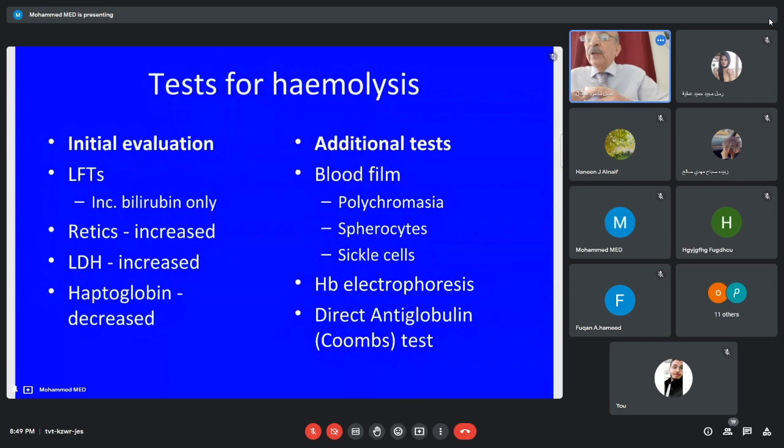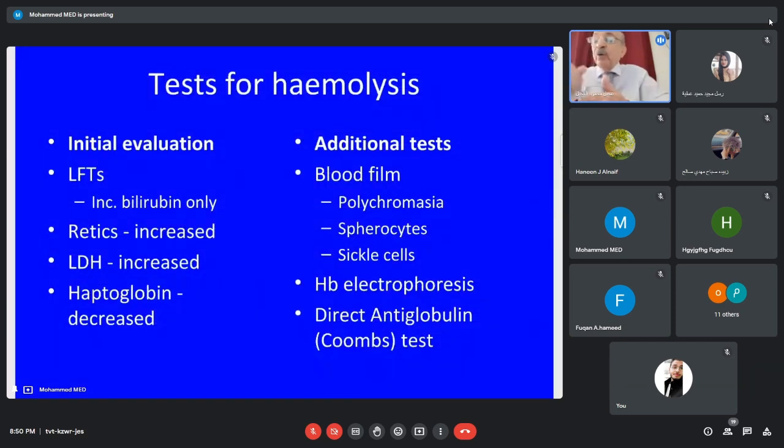A blood film will show polychromasia. Polychromasia means different colors. Poly means متعدد, okay, and the chrome color متعددة الألوان. Spherocytosis or sickle cell, these are two types of chronic congenital inherited hemolytic anemia, and these are usually easily diagnosable on a blood film.